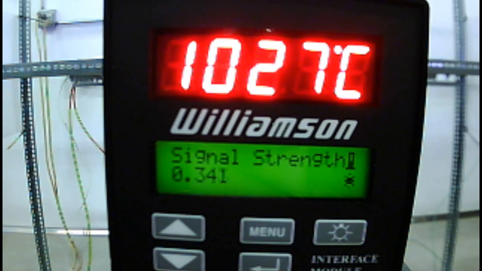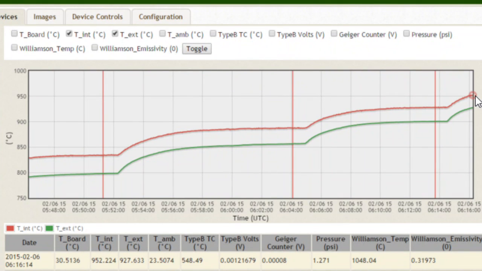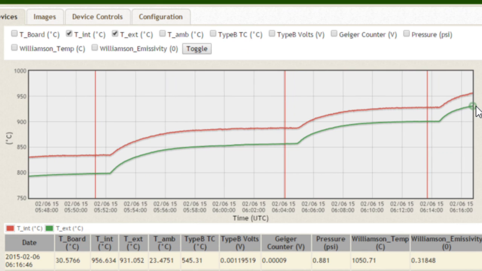So the Williamson is already reading 1027 degrees, or approximately. But on the chart here, we're seeing 952. It's interesting, the K-type and that. Are they nearer together now? I think they are. Close, are they? Yeah. 797 to 834, so about 38 degrees difference, and now it's 927 to 956. So yeah, it's a little closer.